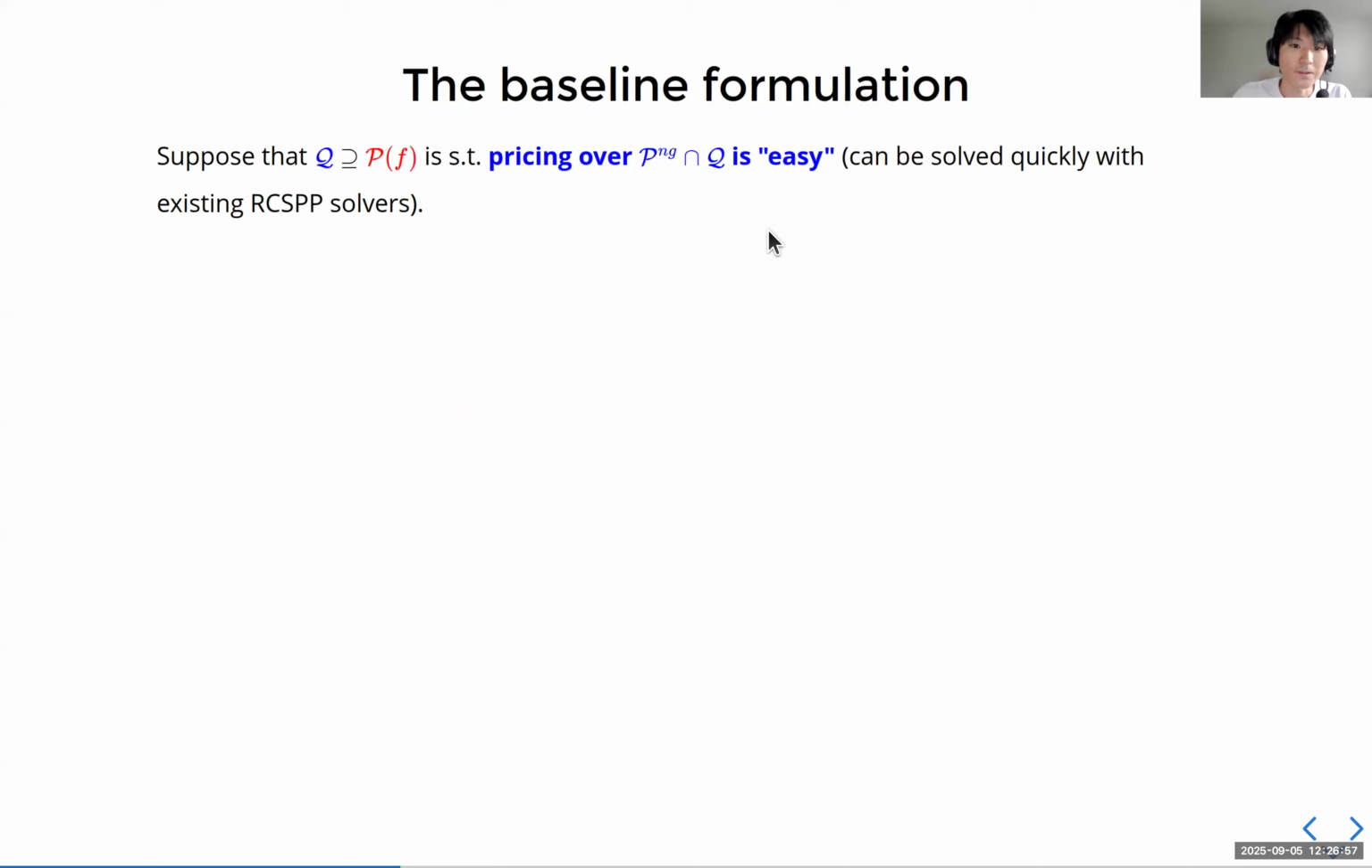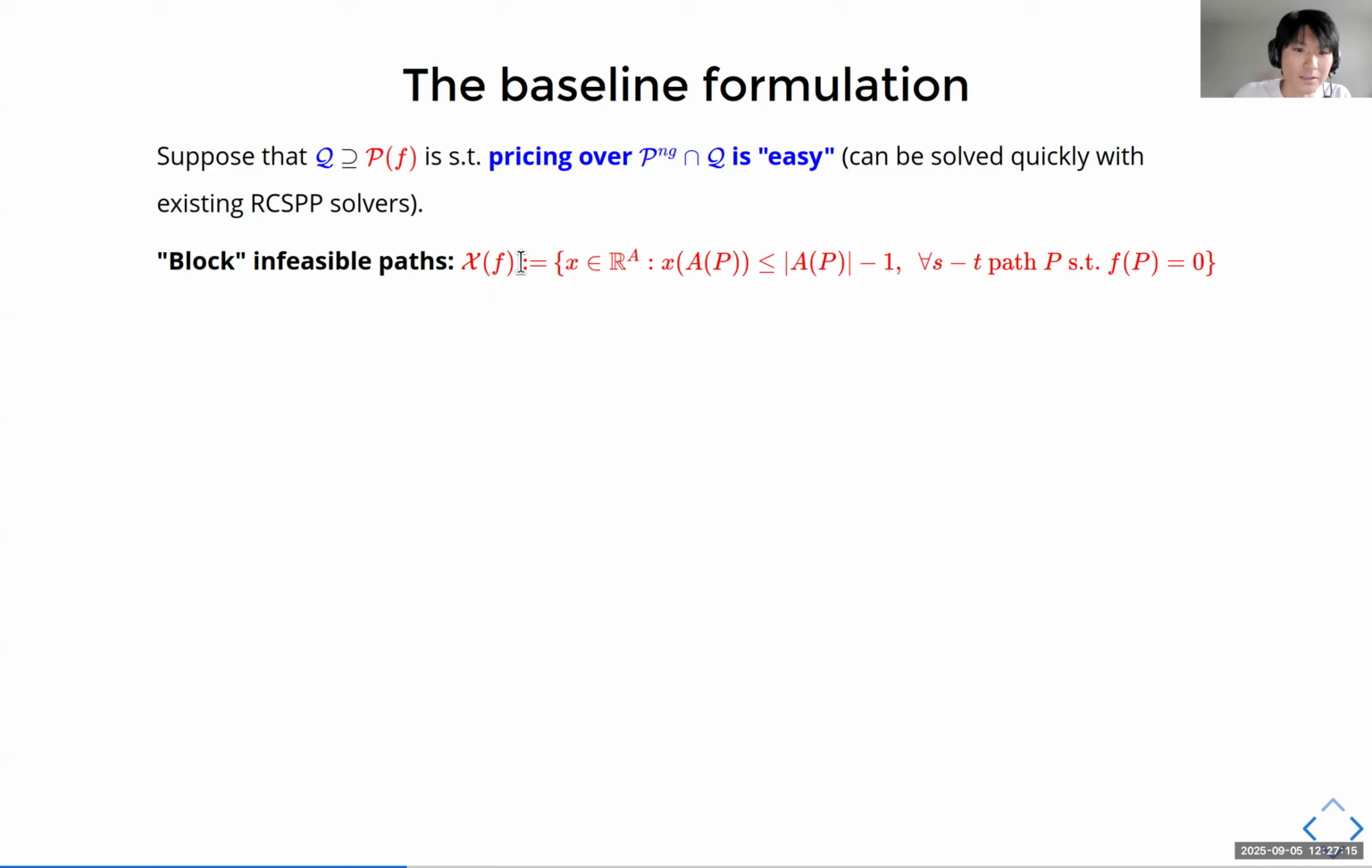So what is the baseline formulation that we use? Let Q be a relaxation of the set PF, such that pricing over this set is easy, meaning that I can solve it quickly with existing RCSPP solvers.